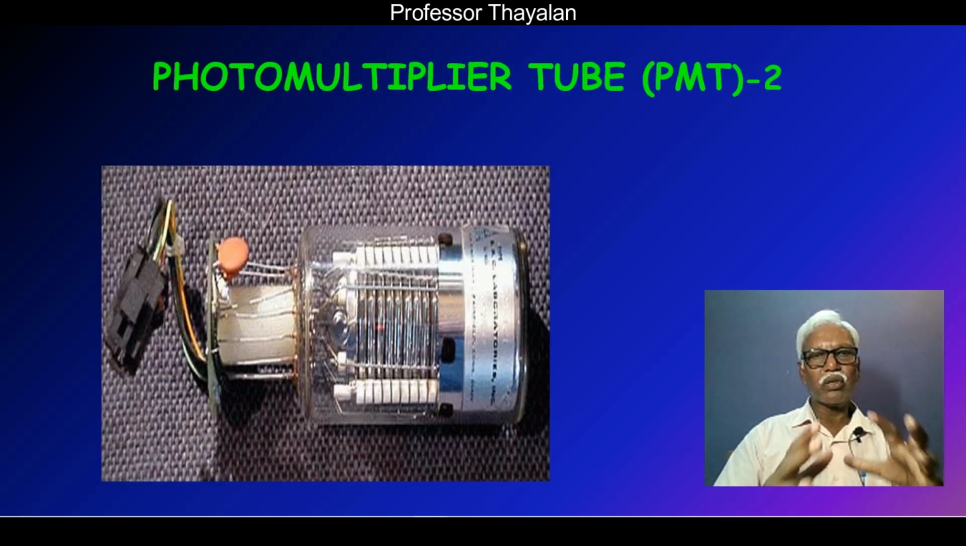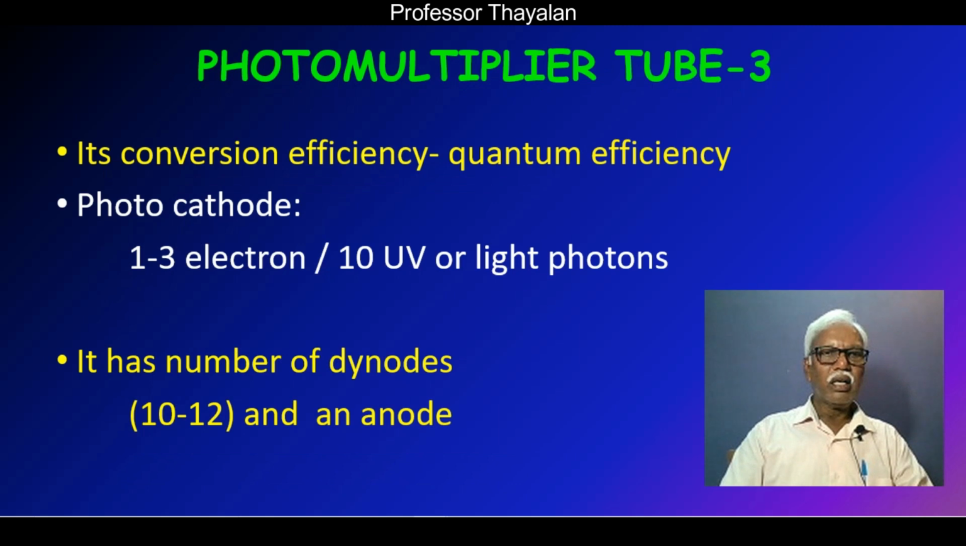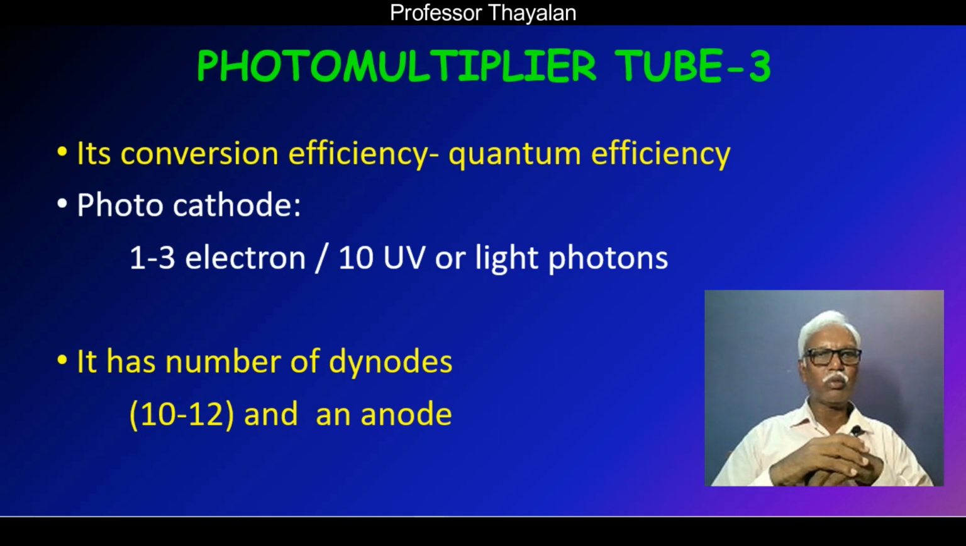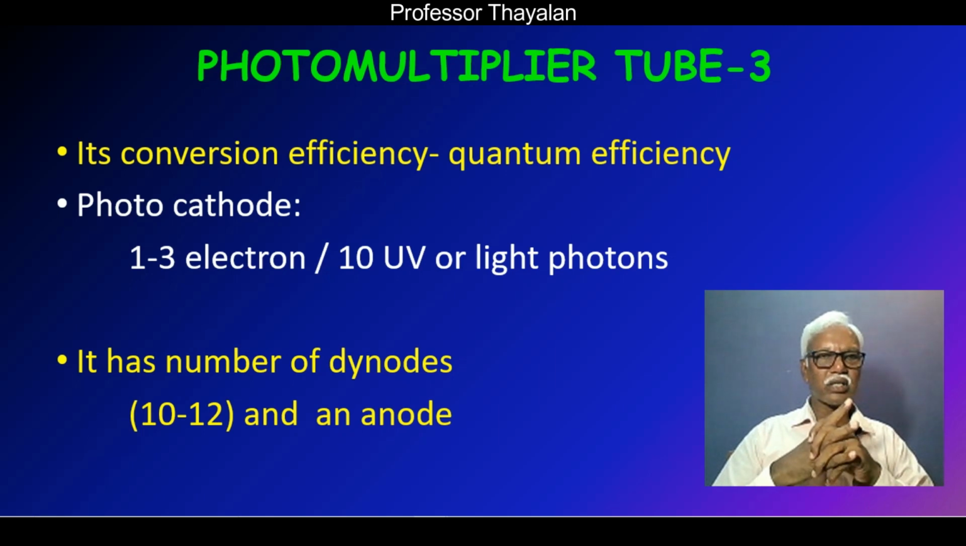So this is what a commercial photomultiplier looks like. This is connected to the light entrance and this is actually the PMT. The conversion efficiency decides the quantum efficiency of the PMT. So how much of the radiation is converted to light, that's more important. In addition to that, the photocathode, how much electron it can produce. Suppose 10 ultraviolet or light photons are incident, it produces 1 to 3 electrons.